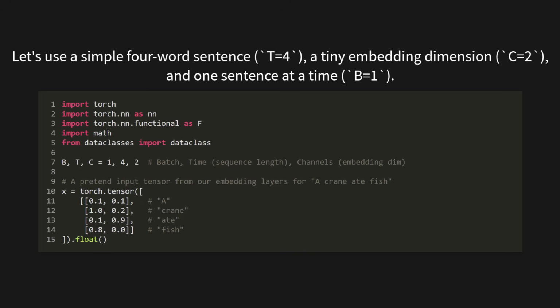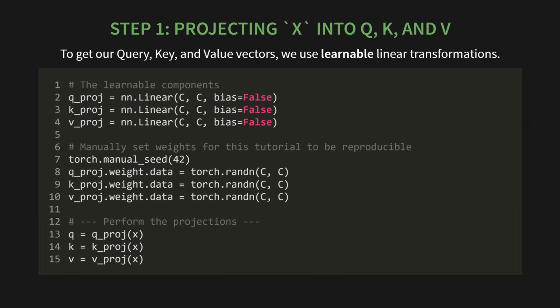Step 1. Projecting x into q, k, and v. To get our query, key, and value vectors, we use learnable linear transformations. These are just standard PyTorch nn.Linear layers, so we'll define a q_proj, a k_proj, and a v_proj. Now, just to make this tutorial reproducible, we'll manually set the weights using torch.manual_seed(42). This way, you can get the exact same numbers I do.